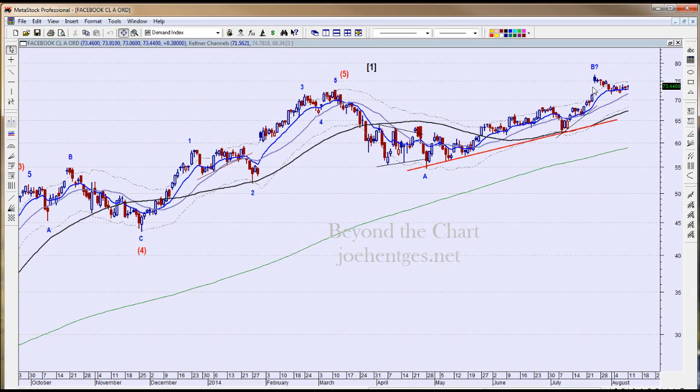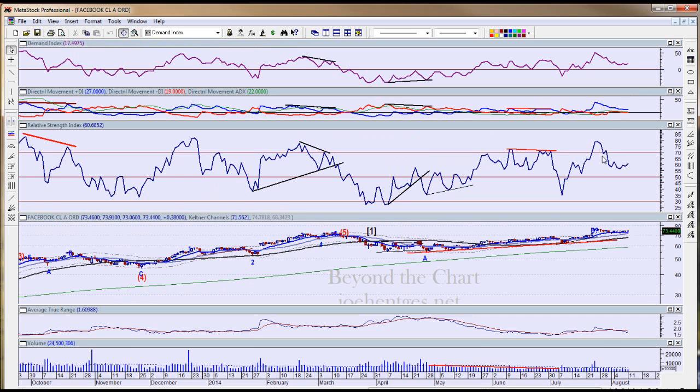So right now, the reason I'm still thinking this is because this was kind of strong in here. And I'll admit I'm not getting any divergence on this move on a daily chart.